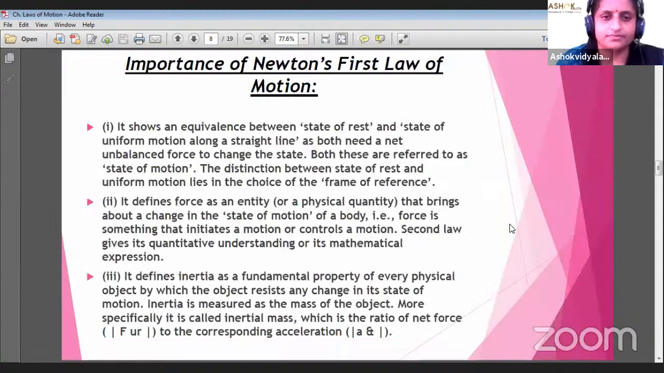Next one. Importance of Newton's first law of motion. Now, what is the first law of motion?